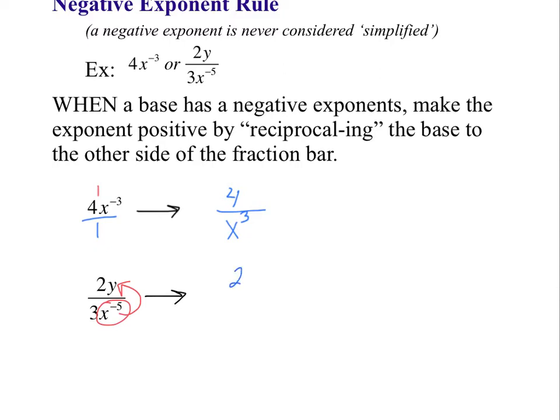So we'll have 2y x to the +5 because moving that base changes the sign on the power. And of course notice everything else doesn't move. The 2 stays, the y stays, the 3 stays, and usually you might see the variables lined up alphabetically. So I'm going to rewrite this here as 2x to the 5th y, since x comes before y.